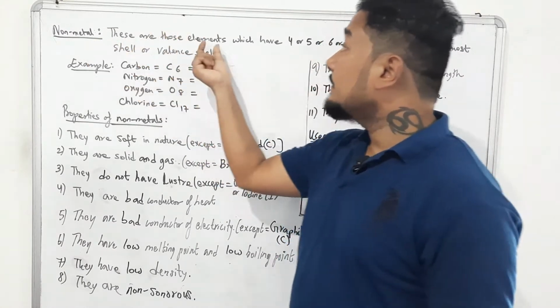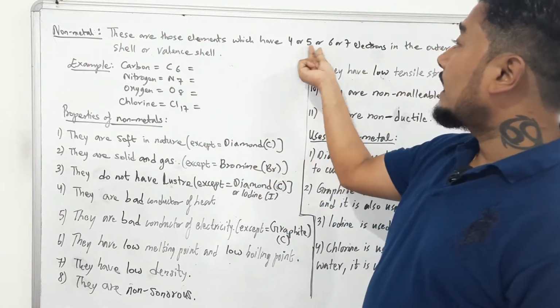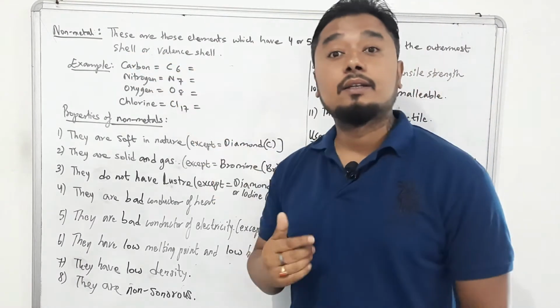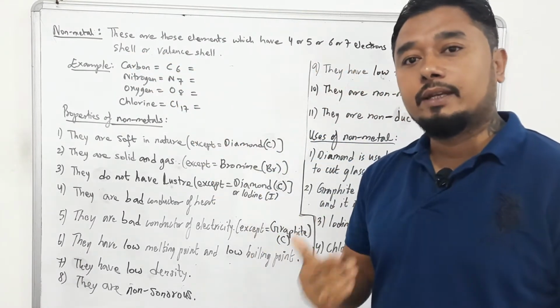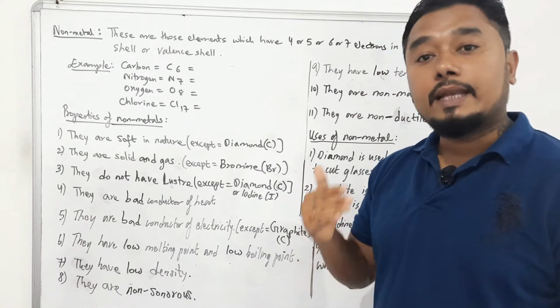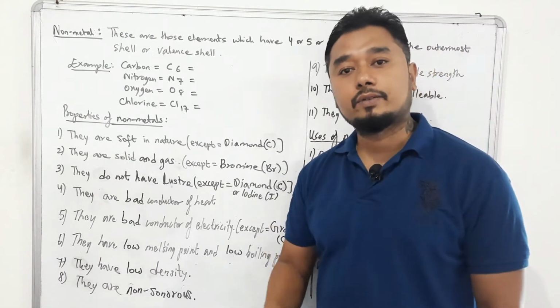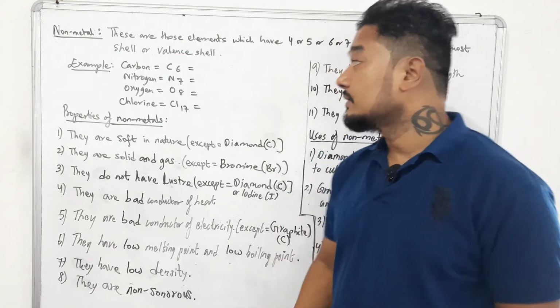These are those elements which have either 4 or 5 or 6 or 7 electrons in the outermost shell or valence shell, because the outermost shell is also known by the name valence shell. So if an element has either 4 or 5 or 6 or 7 electrons in the valence shell, that is the outermost shell, we call them non-metals.